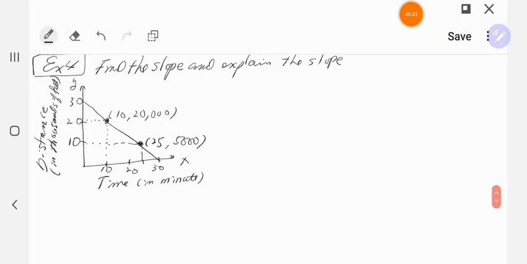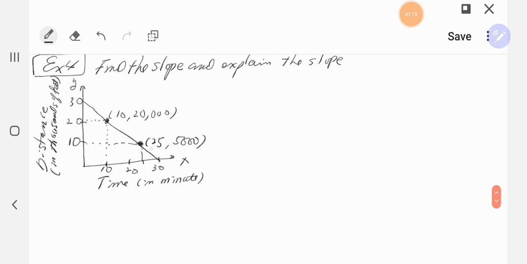Okay, exercise 4 is an application problem. A plane is descending from a height. It takes 30 minutes. As time passes, the altitude of the plane is decreasing. The height is decreasing from the ground. So after 10 minutes, the plane started to descend, the height is 20,000 feet. And after 25 minutes, the height of the plane from the ground is 5,000 feet.